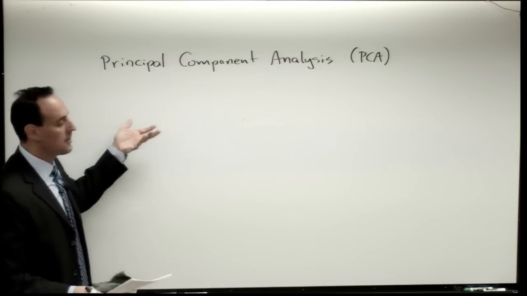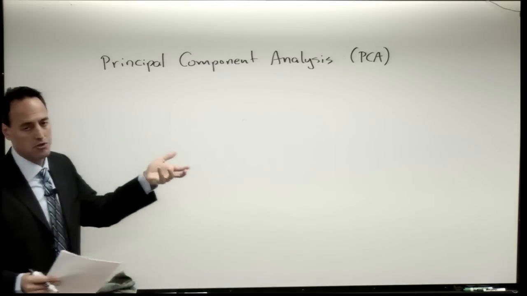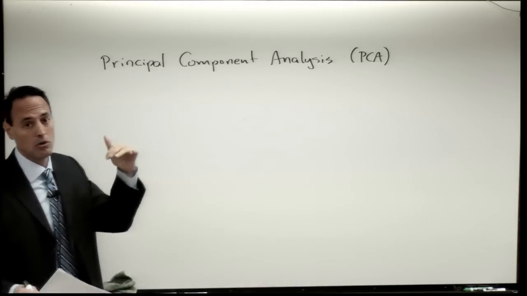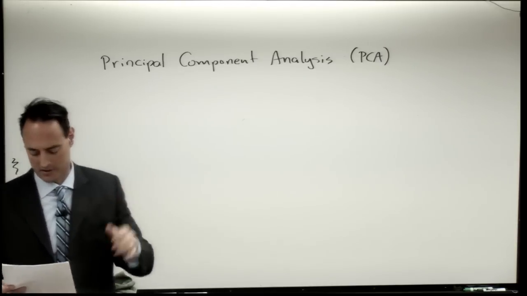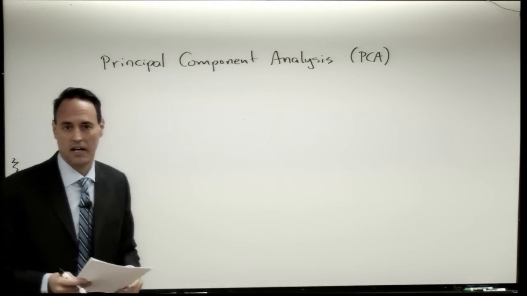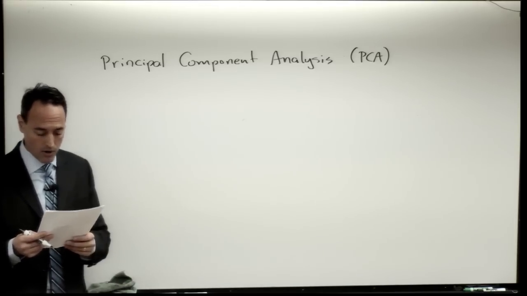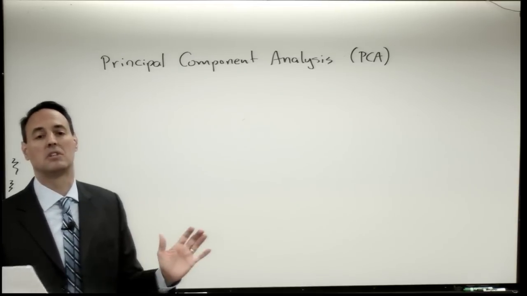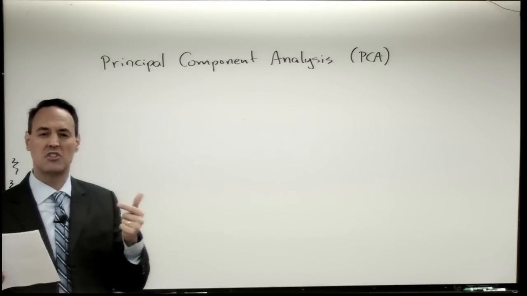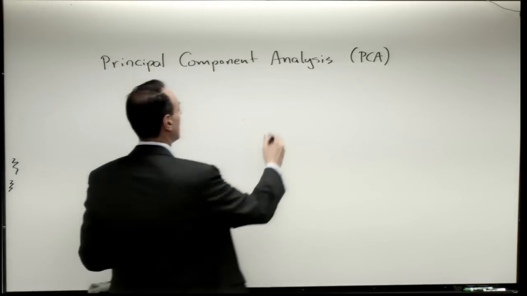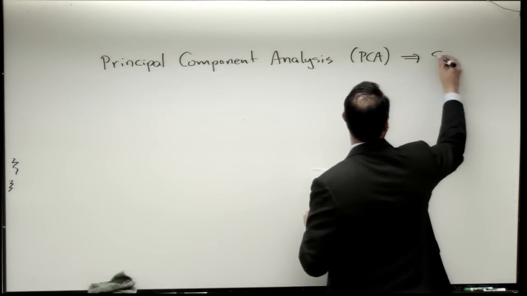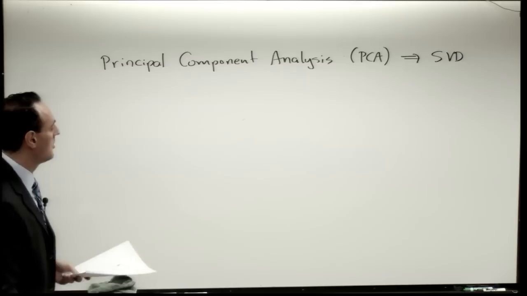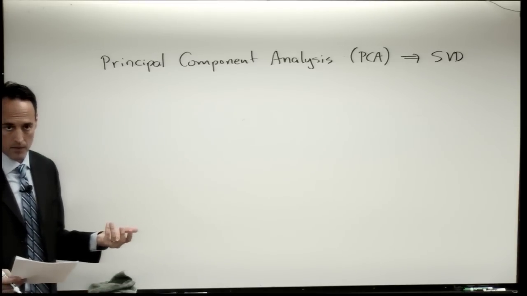With some slight modification, it's also sometimes known as the proper orthogonal decomposition, the Karhunen-Loève expansion, Hotelling transform, empirical orthogonal functions. These are all different names for basically what is essentially the same thing. They're all different names for essentially just the singular value decomposition.